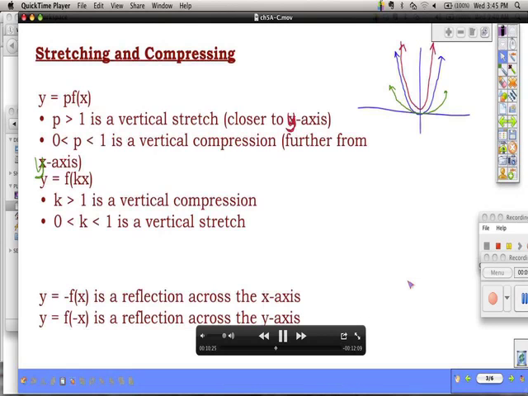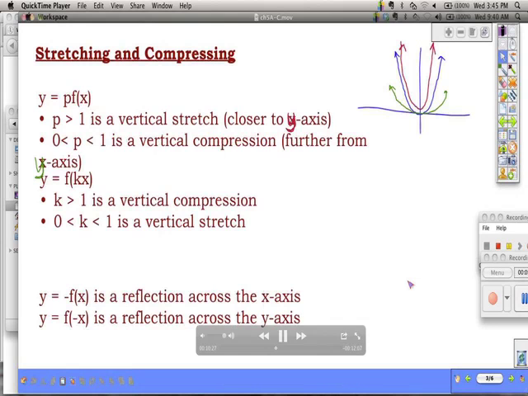If we have a negative in front of a parent function, we reflect across the x-axis. If we have a negative inside the parent function, we're reflecting across the y-axis.